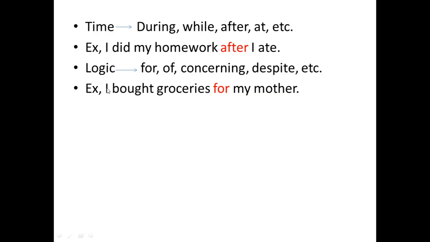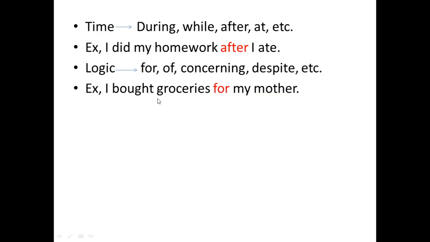And how can we know this is logic? I bought groceries. So why did you buy groceries, right? So it is logic. It is reason. Basically, why did you buy groceries? I bought them for my mother, right? So this tells us the reason. This tells us the logic of why you bought the groceries.